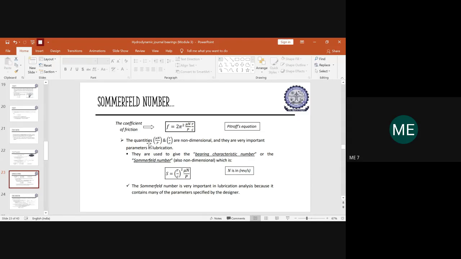These two quantities are non-dimensional. These are very important parameters one has to consider in association with lubrication aspects. Why? Because these are used to give the bearing characteristic number, or Sommerfeld number, right? So this is called a Sommerfeld number. Here the Sommerfeld number or bearing characteristic number will be represented by the letter S.